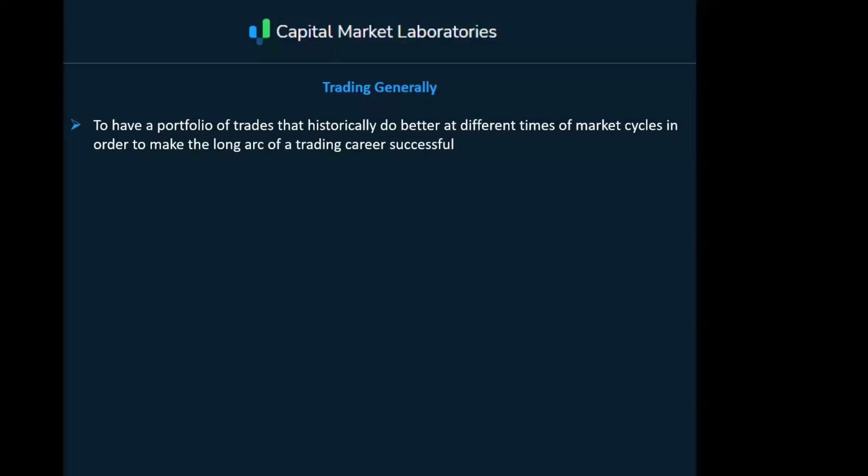To have a portfolio of trades that historically do better at different times of the market cycles in order to make the long arc of a trading career successful. This is trading in general. Well, what is a portfolio?